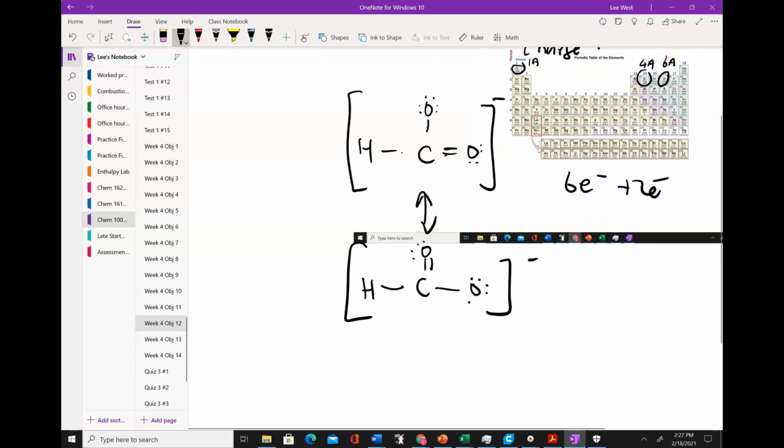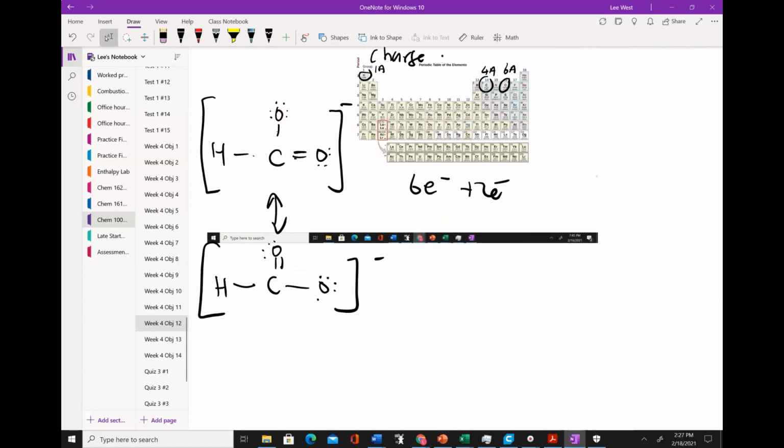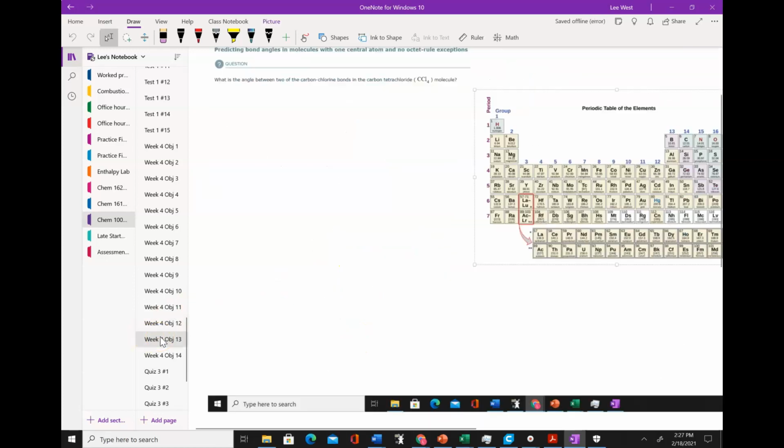So that's what we're talking about when we're saying we have multiple resonance forms here. In reality, what does it look like? It's a hybrid of both of those resonance forms, but we don't have a good way of drawing that, so we draw out the two resonance forms.